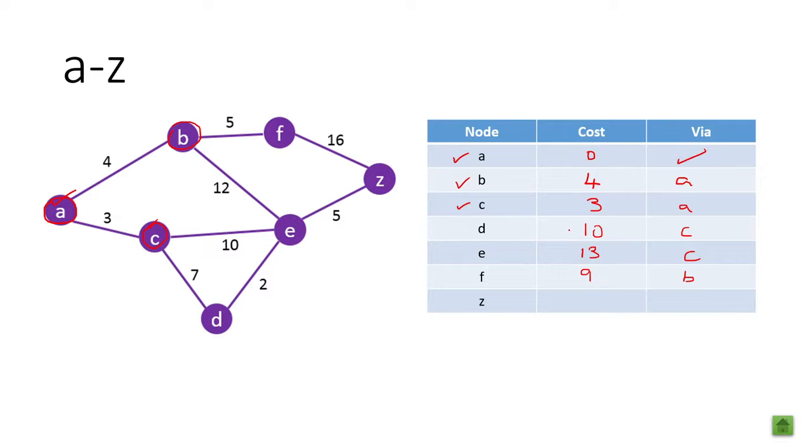Then I look at my table and say I've got 10, 13, and 9. The next node I'm going to is F because it was a cost of 9 and that's the lowest cost in my table. So now I'm at F. F can see Z only for a cost of 16 plus the cost of 9. So we add those up and we say that's 25. So 25 to get to Z and we went via F.